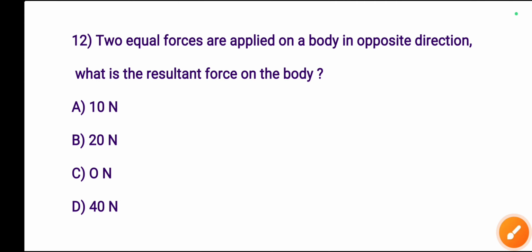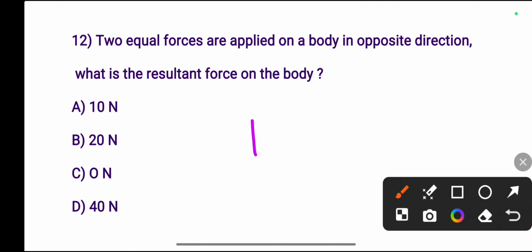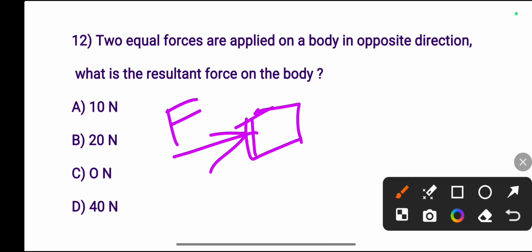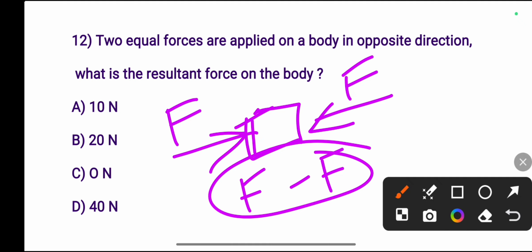Next, two equal forces are applied on a body in opposite direction. What is the resultant force on the body? Let us consider this is a body. A force applied in this direction and two equal forces are applied in opposite direction. So resultant F minus F, that is 0. Option C is the right answer.